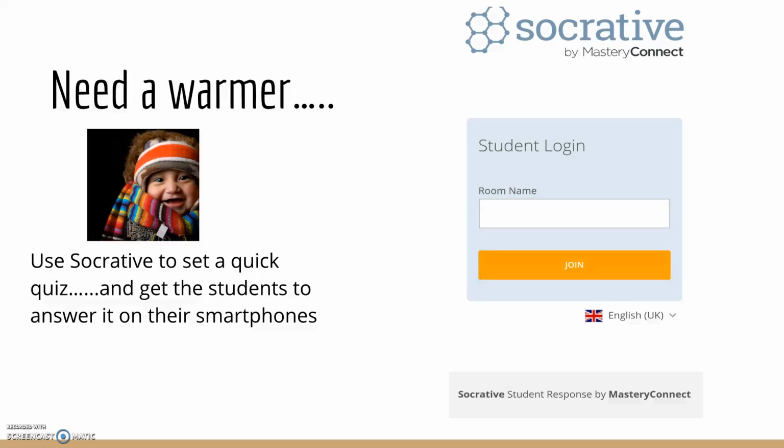Technology can also be used to help the tutor get a picture of how well students have understood certain information. Quizzes can be set up via websites such as Socrative, and students submit their answers using their smartphones. This can be used as a warmer to check understanding of something from the previous class, or it can be used during a class to check certain key information.